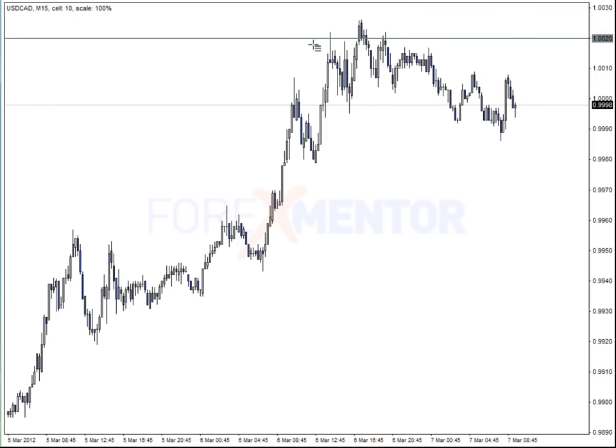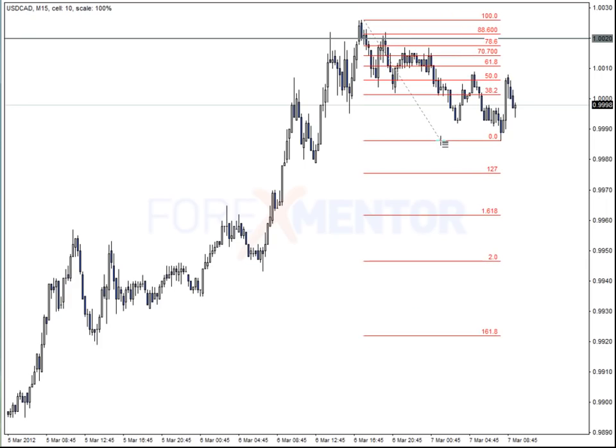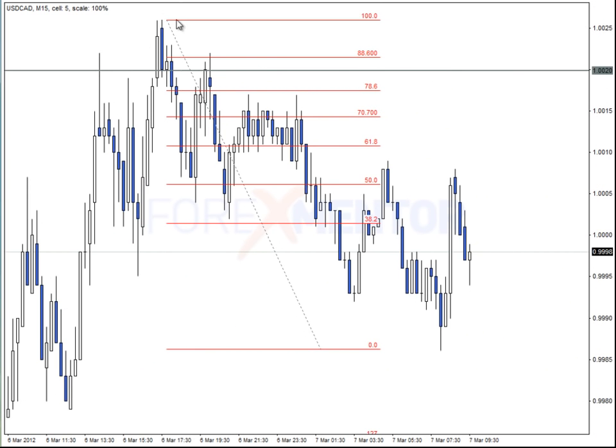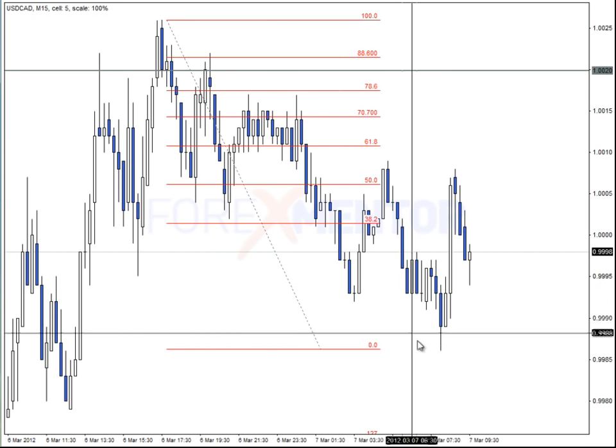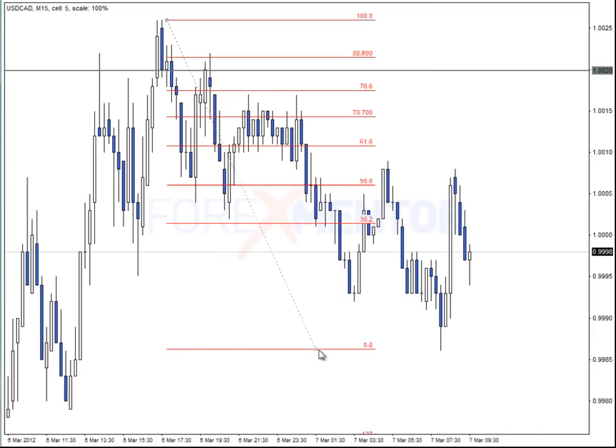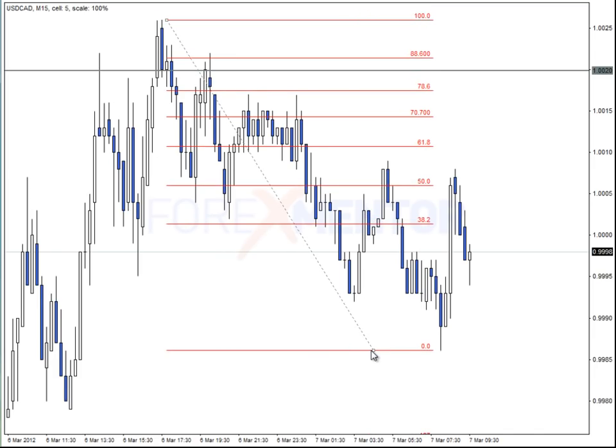Let's just pop a fib on this swing down here, just see where we stand, and I'll zoom this up for you guys. So from the high down to the low, we've got a nice little move going here, and we've currently just rallied up to the 50 retracement.